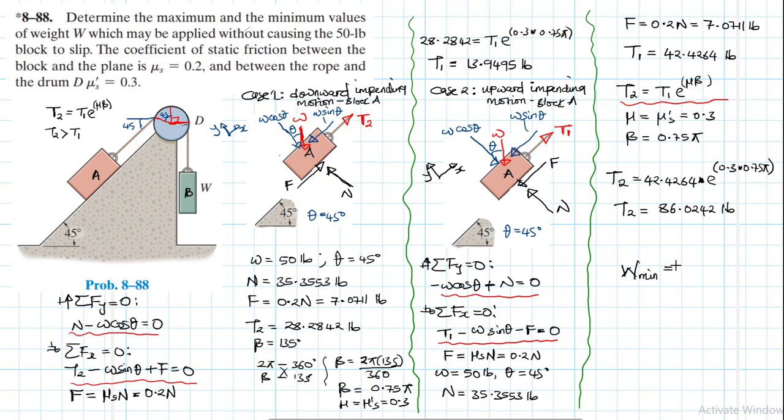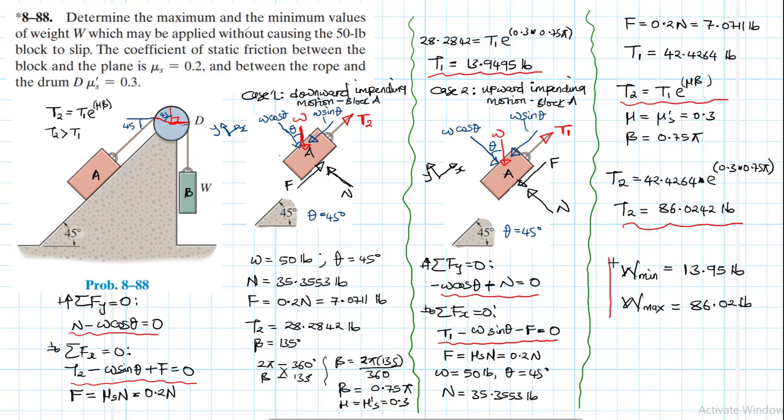So we have found that the minimum value of W is equal to this value that we just calculated. Where is it? We calculated it somewhere. This one here, this value of T1. So that is the minimum value of W, which is equal to 13.95 pounds, and the maximum value of W, which we just calculated, is this one here, and it is equal to 86.02 pounds.